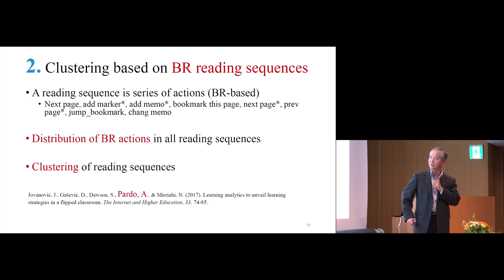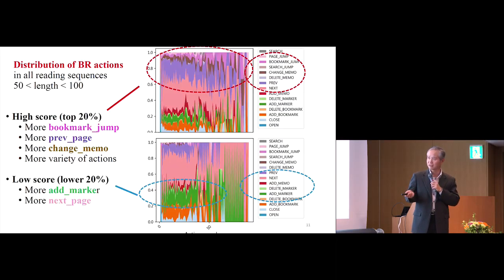The second clustering is based on Professor Pardo's papers, which inspired us to do this. So I will show you the distribution of BookRoll actions and how we do the clustering. In this figure on your right-hand side, the x-axis is the reading sequence. So the entire figure is the distribution of BookRoll actions in all reading sequences. The upper one is the high score, top 20%, and the lower part is the lower 20%. The length is between 50 to 100. And we also use colors to distinguish the distribution.